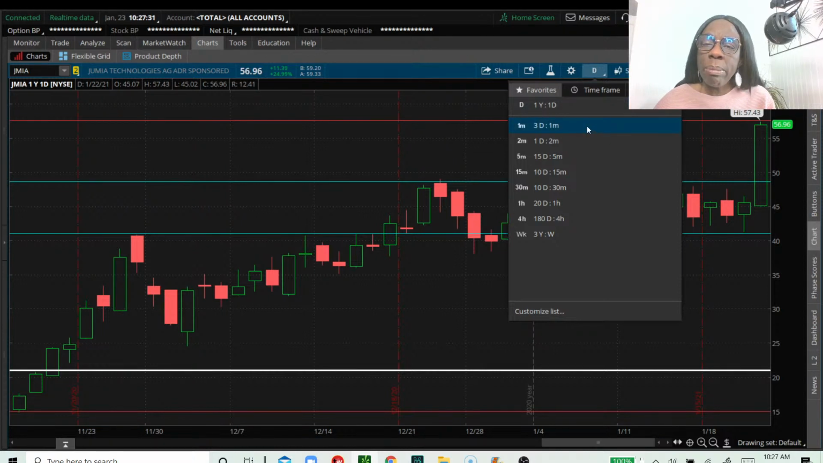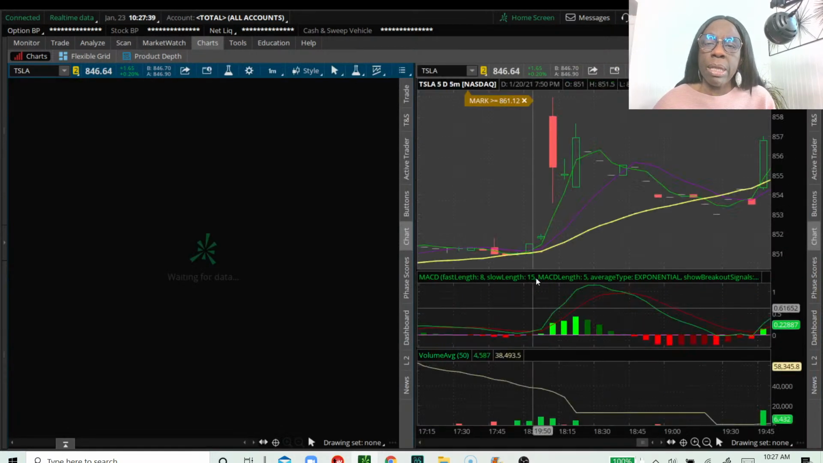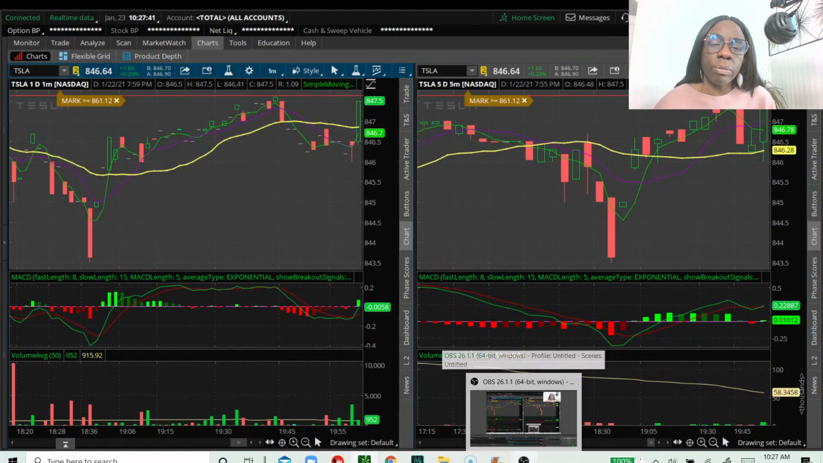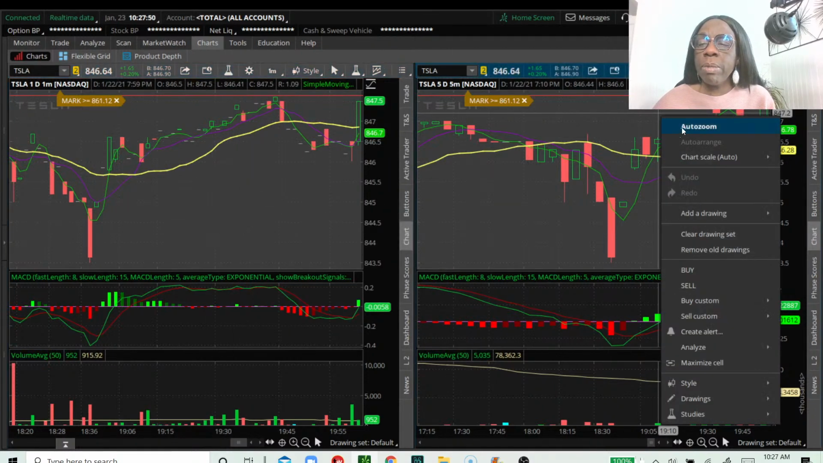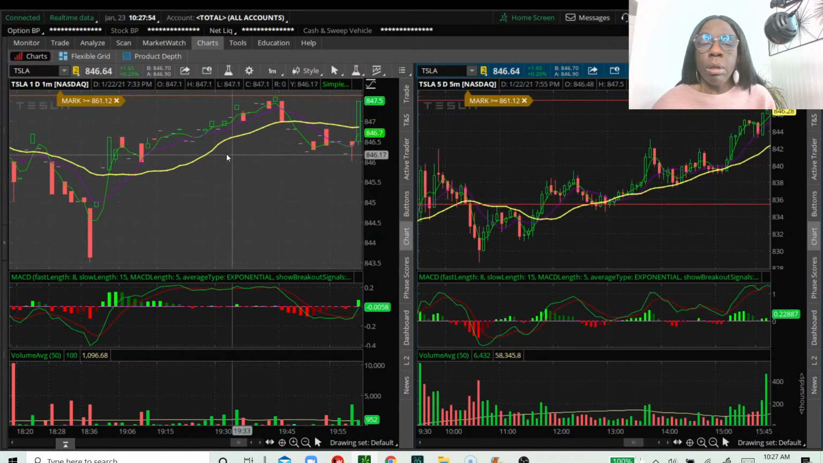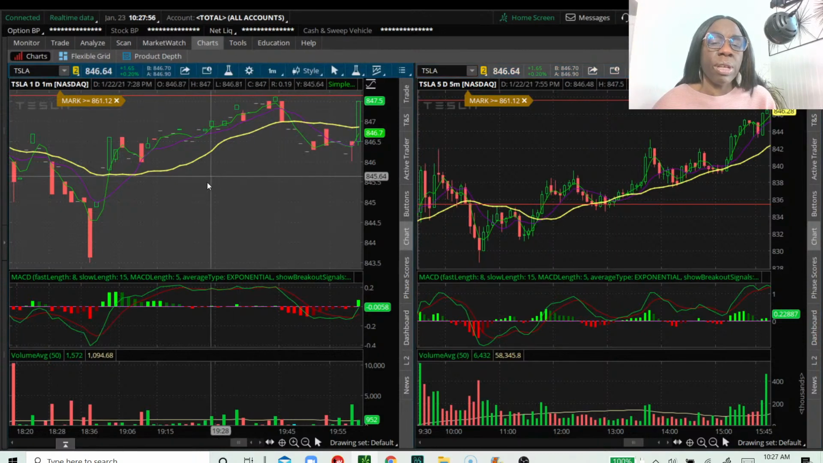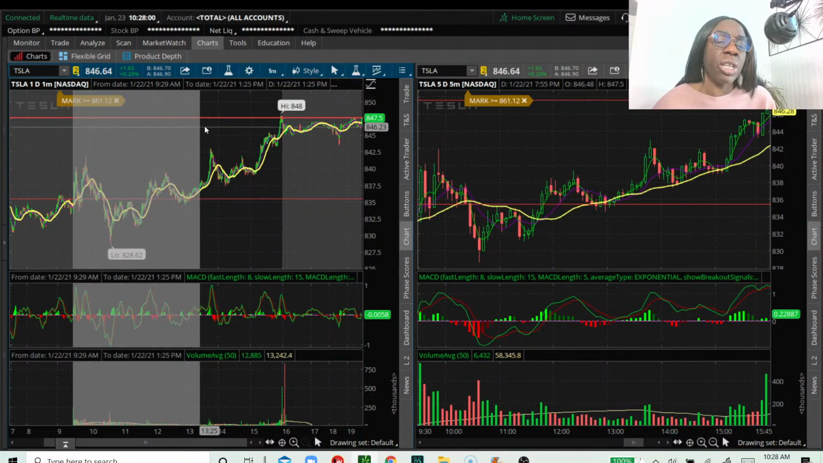I use the 1 minute, and I tend to use the 5 minute. Those two time frames. And I usually will set it up in this fashion. So I have the 1 minute here, and I have the 5 minute here. And if I'm going to enter into a trade, it's going to be on the 1 minute. This is the 1 minute chart to the left.